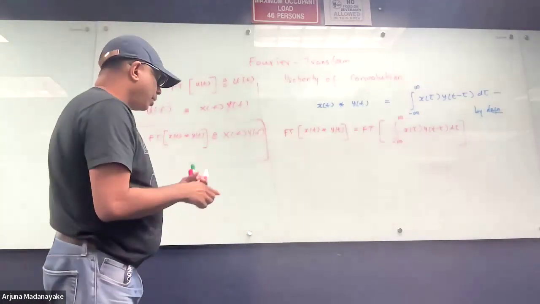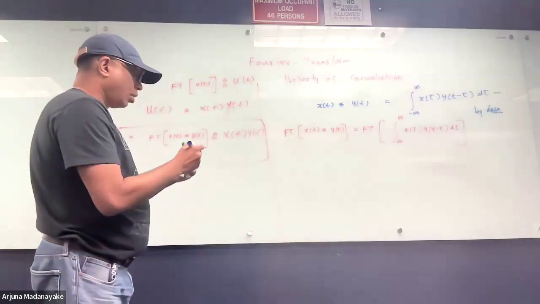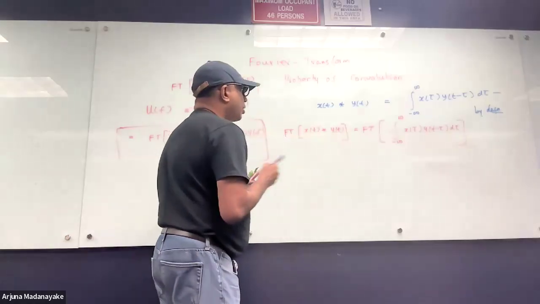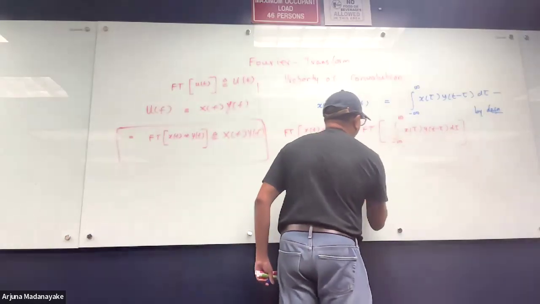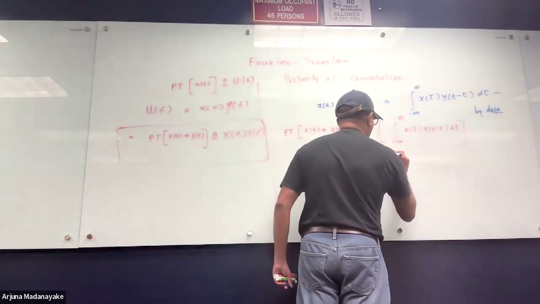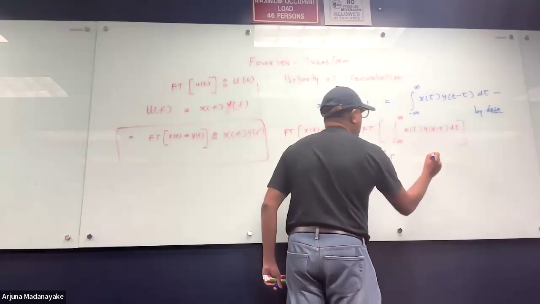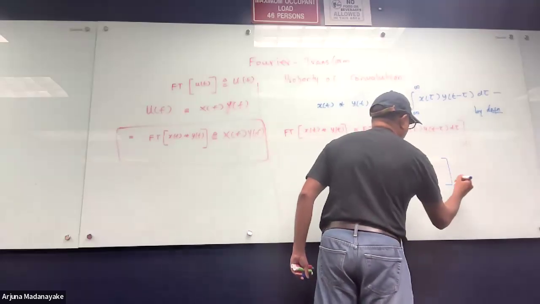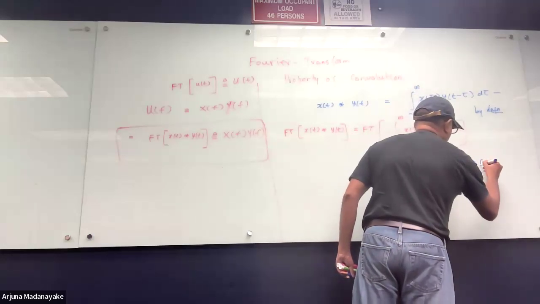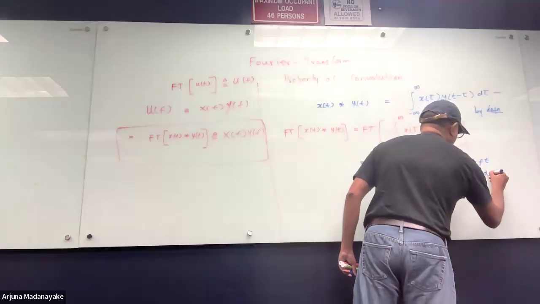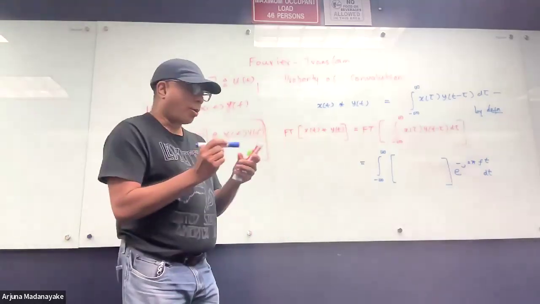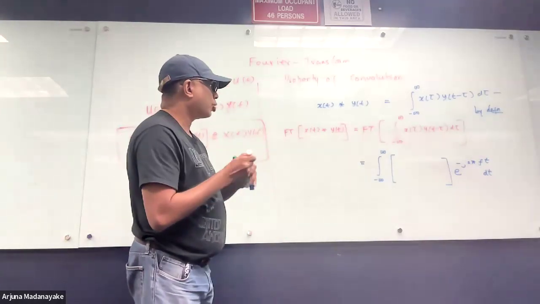So let's define what we are trying to do. We are trying to find the Fourier transform of this. So if I write out the definition of the Fourier transform, negative infinity to infinity, then I have this thing inside, e to the minus j 2 pi f t dt, right? That's the Fourier transform part. Now I stick in the convolution.